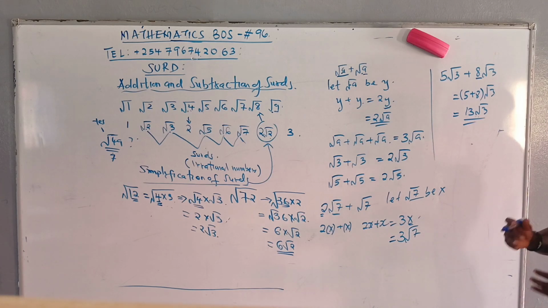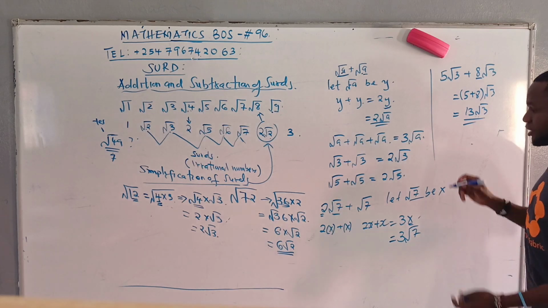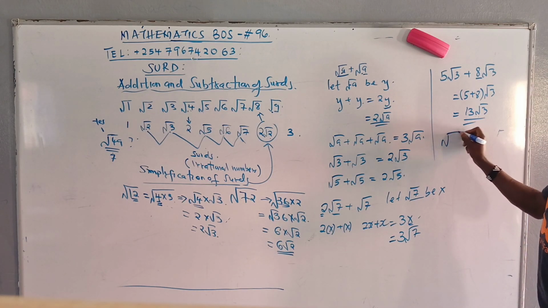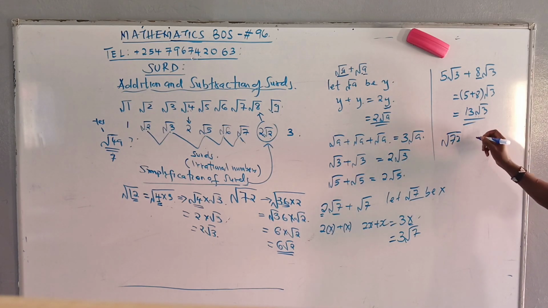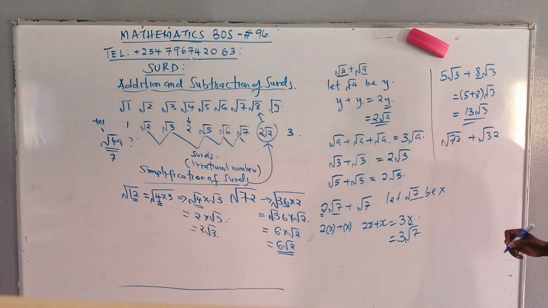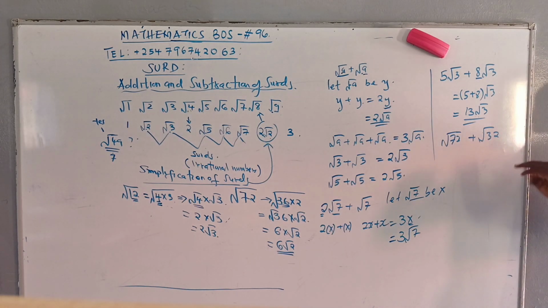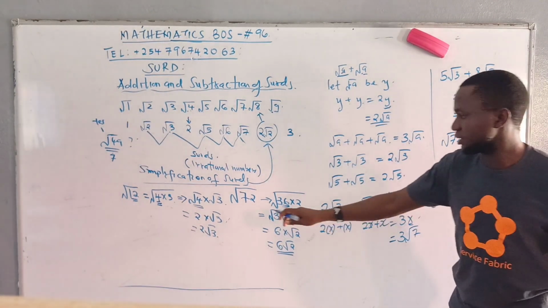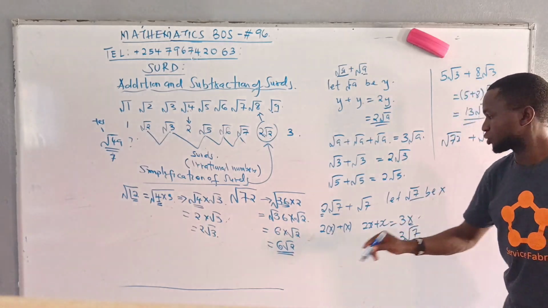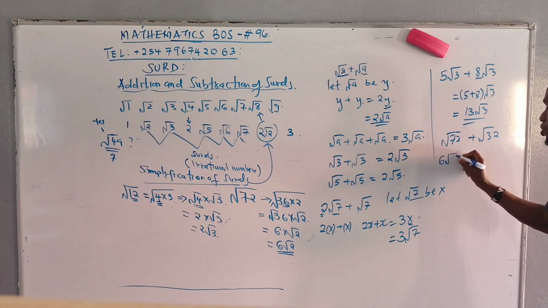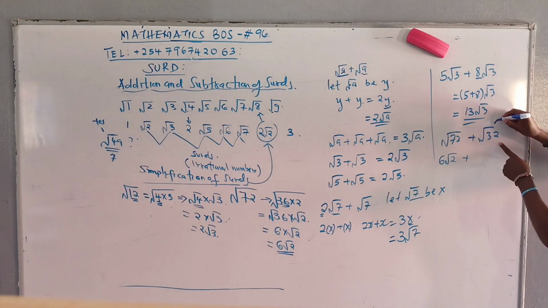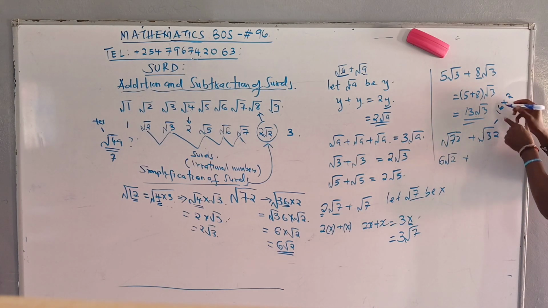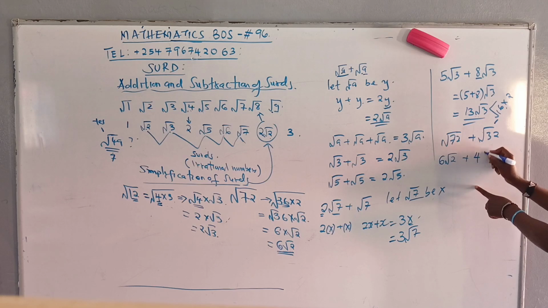At times you can also meet a more advanced question that needs first of all to simplify. Let us consider root of 72 plus root of 32. What you do, first of all, you simplify. From the previous question, we had done it and we got the root of 72 is the same as 6 root 2. So this can be written as 6 root of 2 plus root of 32. This is the same as 16 times 2. Square root of 16 is 4. Therefore, this one can be written as 4 root 2.